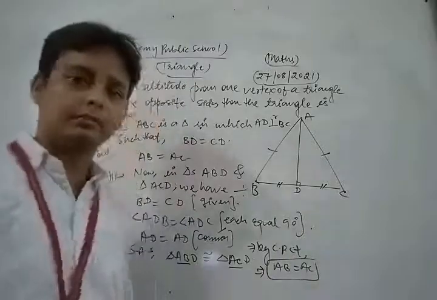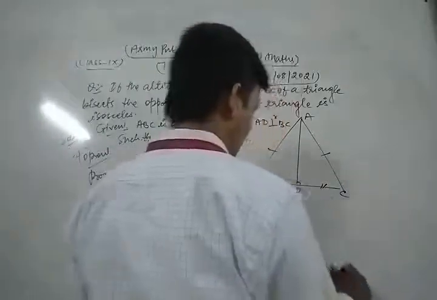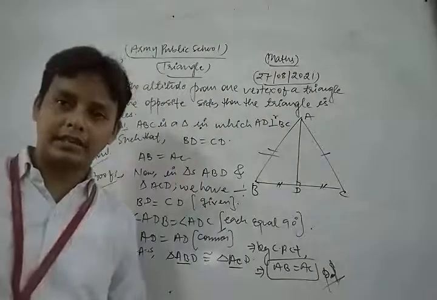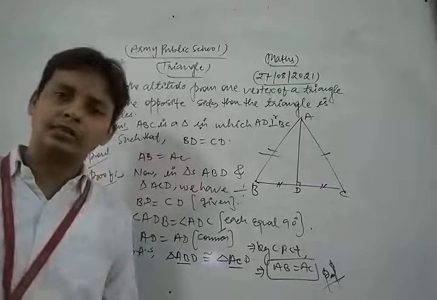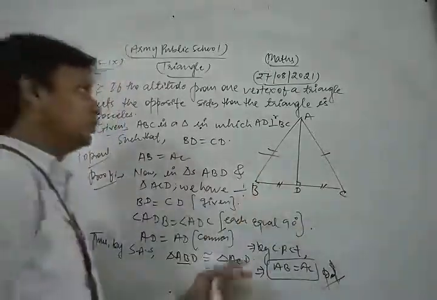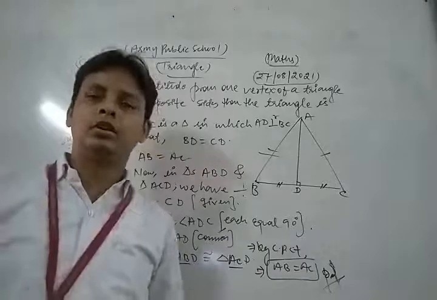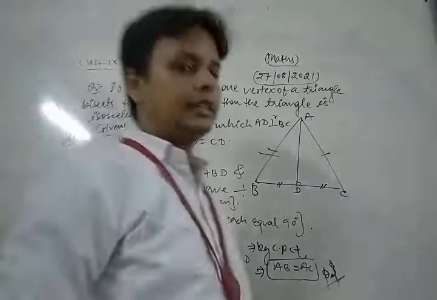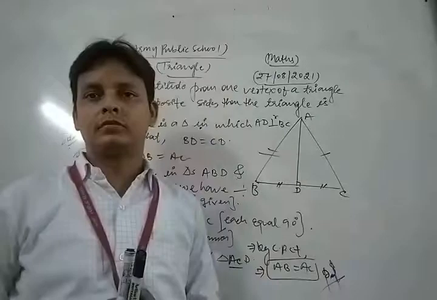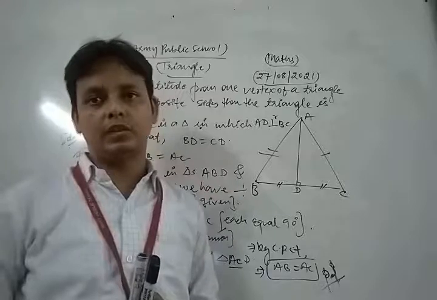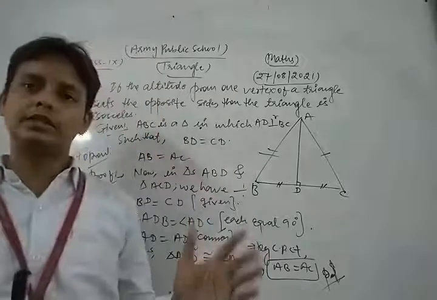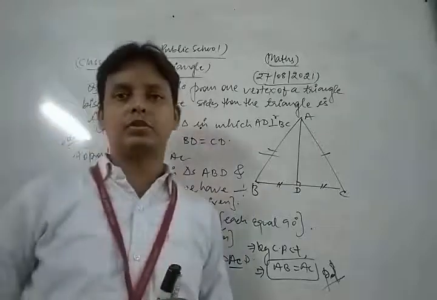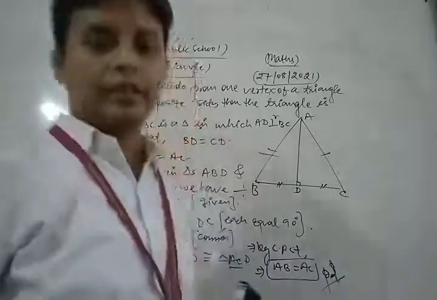AB is equal to AC, hence proved. AB is equal to AC means that the triangle ABC is an isosceles triangle, because you know that in any triangle, if two sides of a triangle are equal to each other, then the triangle is isosceles. So in this way, you can solve each and every question of your NCERT exercise based on these two. Now we take and solve some other important questions based on triangle. Let's see.